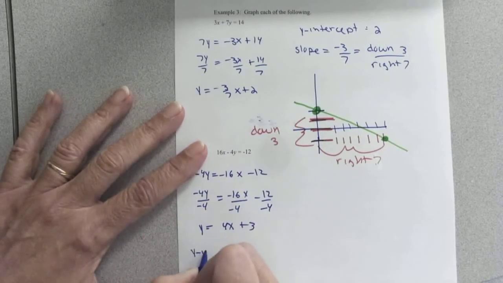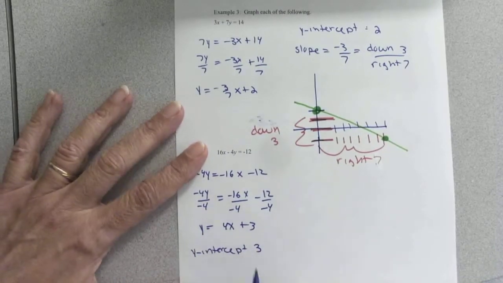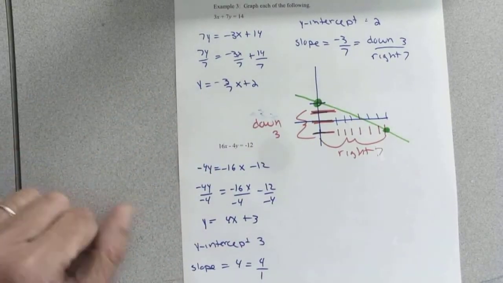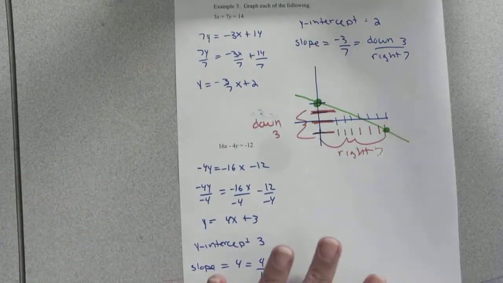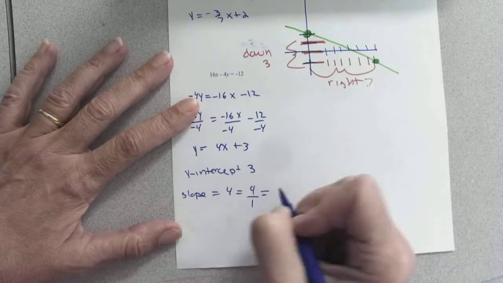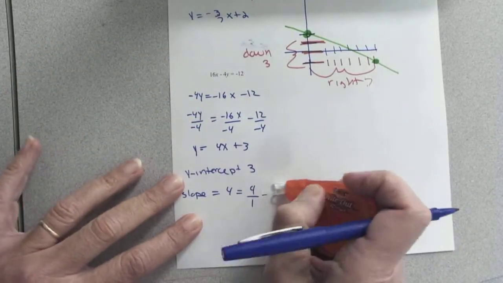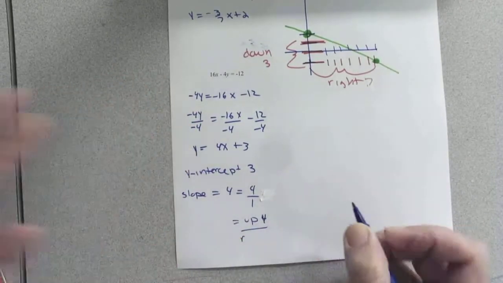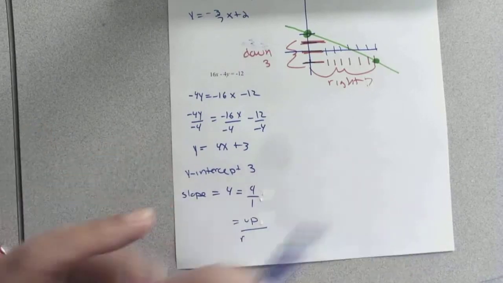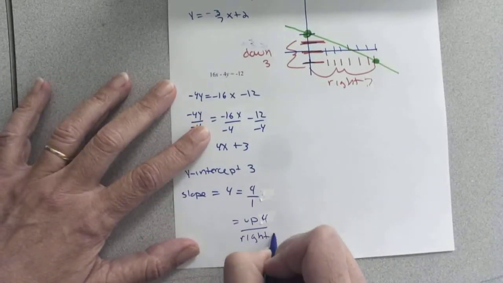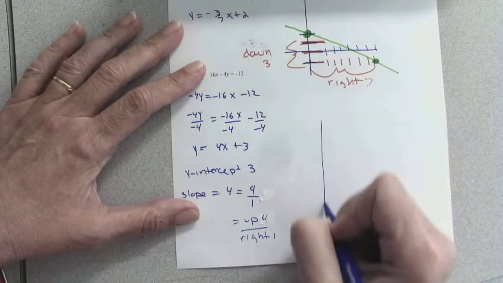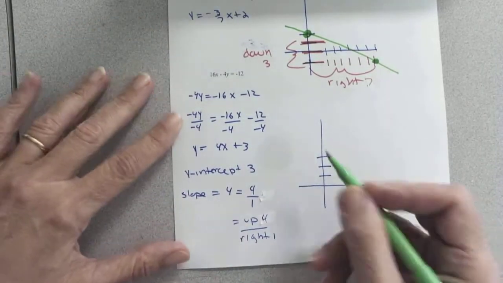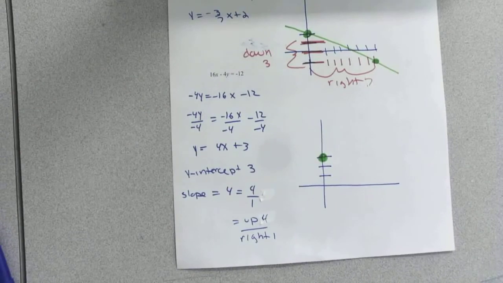So my y-intercept is 3, and my slope is 4, which I will view as 4 over 1. I want my slope as a fraction, which will tell me up 4, right 1. So y-intercept 3, 1, 2, 3. Plot that point, green, so we can see it.